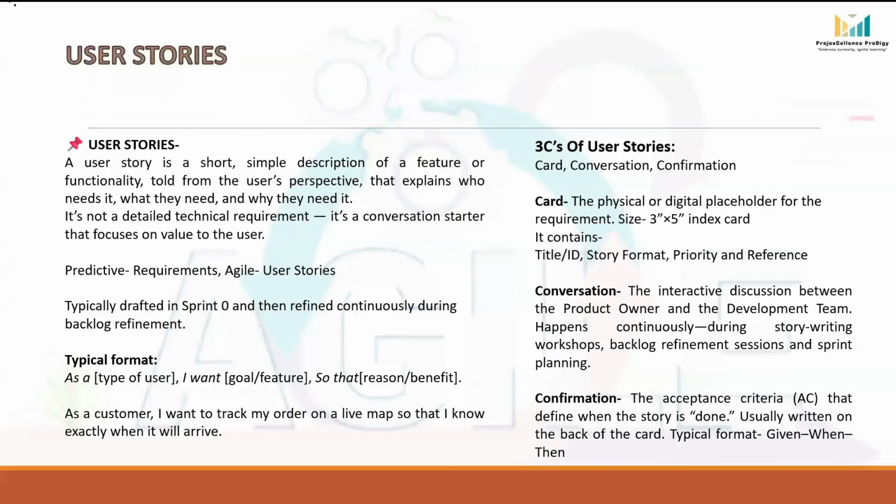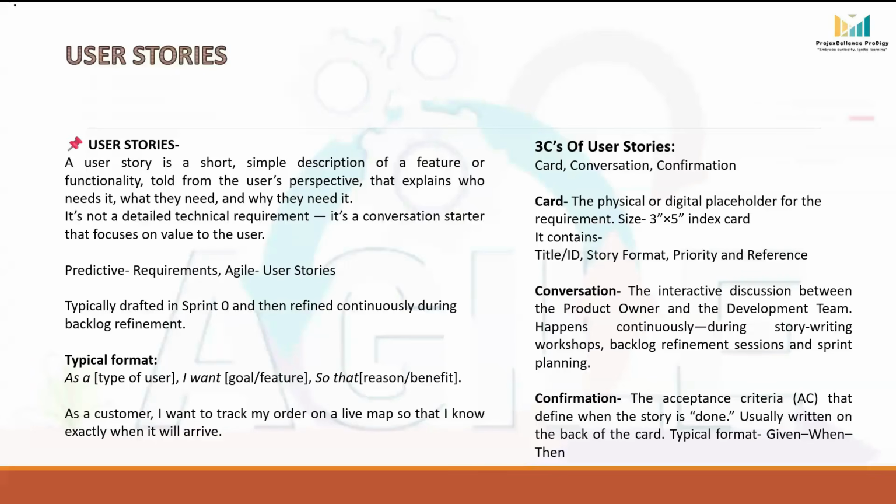In predictive projects, what we call requirements, here in agile projects, we call user stories. These stories are often drafted during sprint zero, the preparation phase, and then refined regularly during backlog refinement sessions. The most common format of a user story is: as a type of user, I want a goal or feature, so that reason or benefit. For example, here is a user story. As a customer, I want to track my order on a live map so that I know exactly when it will arrive.